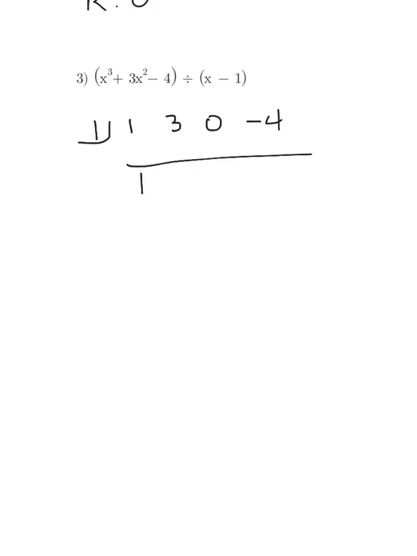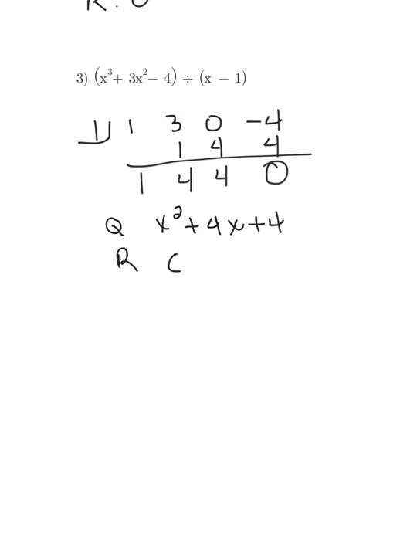Now bring down the 1. 1 times 1 is 1. 3 plus 1 is 4. 4 times 1 is 4. Add 0 plus 4 is 4. 4 times 1 is 4. Add -4 plus 4 is 0. This means that our quotient is x squared plus 4x plus 4. Our remainder is 0.